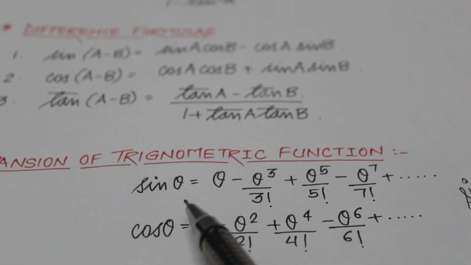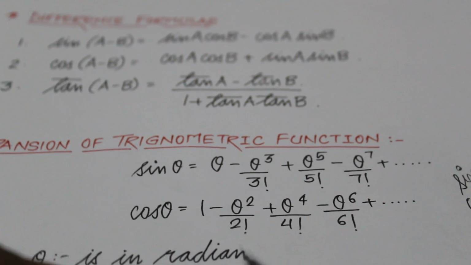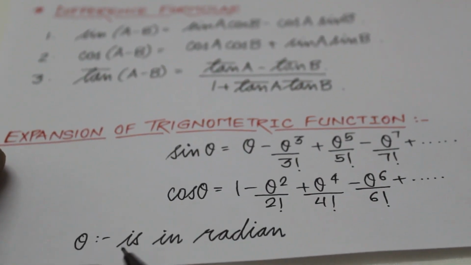So we'll get sin theta is almost equal to theta if theta is small, and cos theta is almost equal to 1 if theta is small. One thing which we need to remember is theta should be in radian.